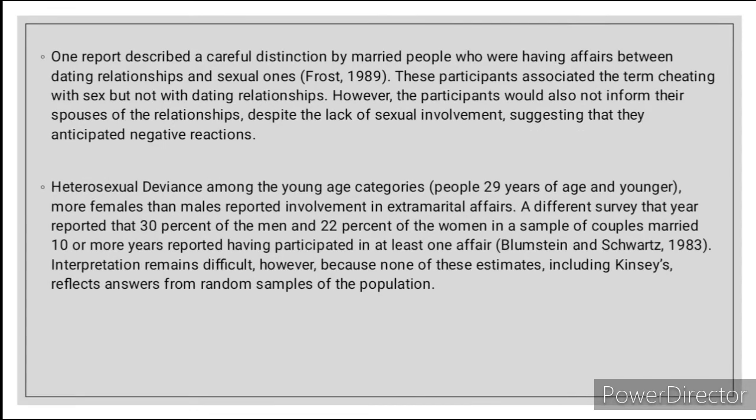One report described a careful distinction by married people who were having affairs between dating relationships and sexual ones. These participants associated the term cheating with sex but not with dating relationships. However, the participants would also not inform their spouses of the relationships, despite the lack of sexual involvement, suggesting that they anticipated negative reactions. Heterosexual deviance among the young age category, 29 years of age and younger: more females than males reported involvement in extramarital affairs.